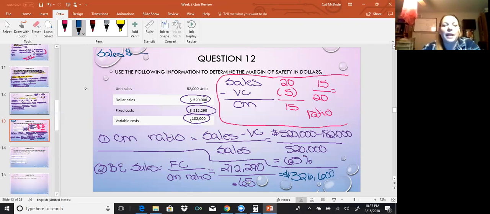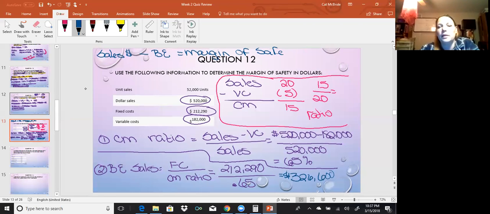So this looks complicated, but the margin of safety is really just the sales amount minus your break-even. It sounds like a complicated thing, but all it tells you is if my break-even was $100,000 in sales and I sold $150,000 in sales, then my margin of safety is $50,000, because I could go down $50,000 and still break even. That's all margin of safety means.